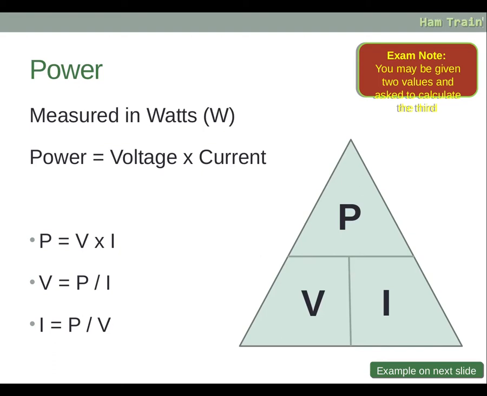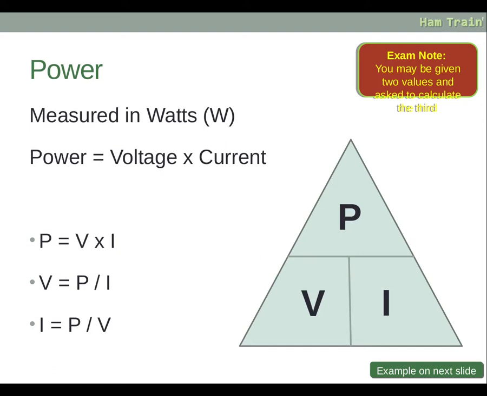We can use the triangle to remember this by covering what we are looking for, which is the power, with our hand, and you'll notice that V and I are the only letters left visible. Because they are on the same line, we multiply them. So power, which we're covering, equals voltage multiplied by current.